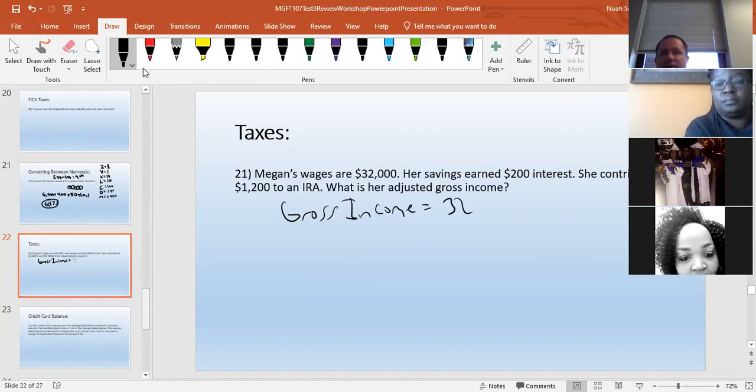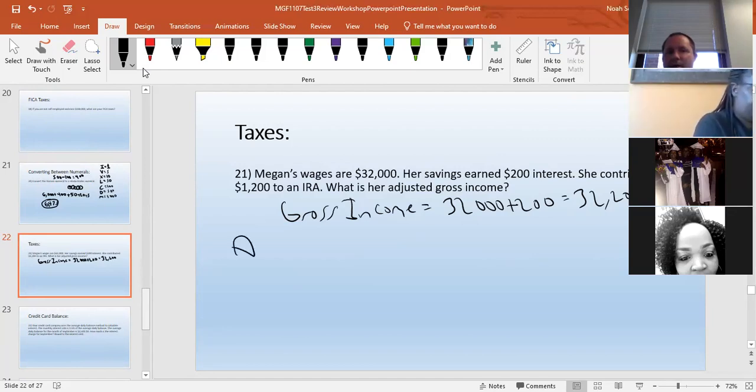That's going to be $32,000 plus the $200 in interest that's earned. And that's $32,200 for that. And that's the gross income. Now, the adjusted gross income, you just have to subtract off the adjustments. Well, what are the adjustments here? Anybody see it?